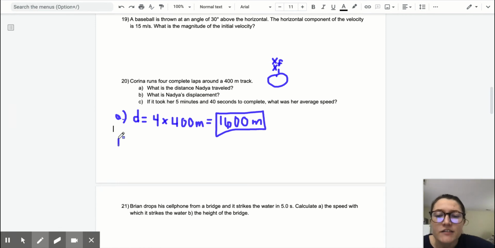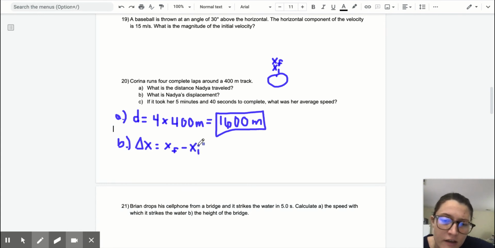In B, it asks for the displacement. Displacement is the change in the object's position. It's the final minus the initial position. Around a track, the final and the initial position are the same. She starts and ends at the same position, which we can really name whatever we like. We could call it 400 meters. We could call it 0 meters. 0 minus 0 is 0. 400 minus 400 is 0. Her displacement, her change in position, is 0. She starts and ends at the same spot.